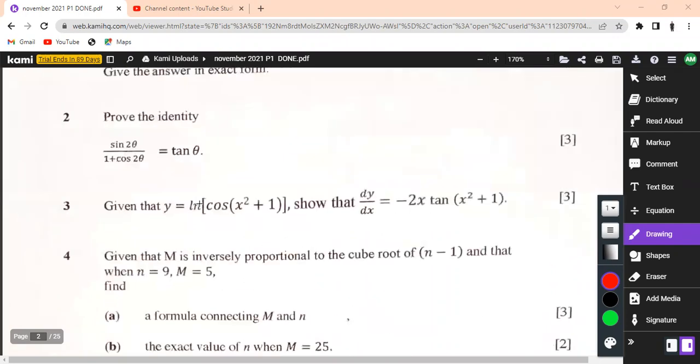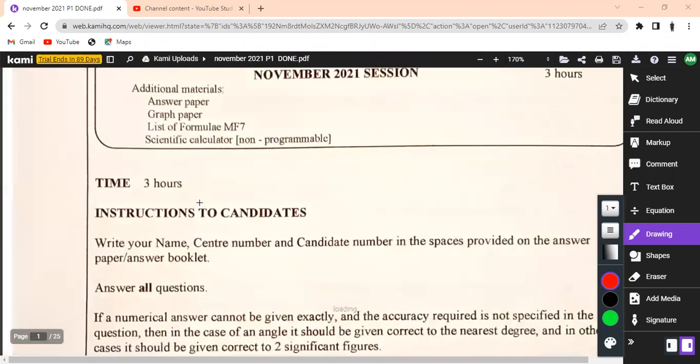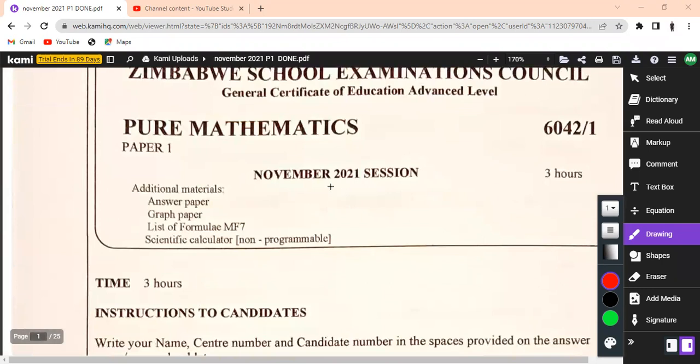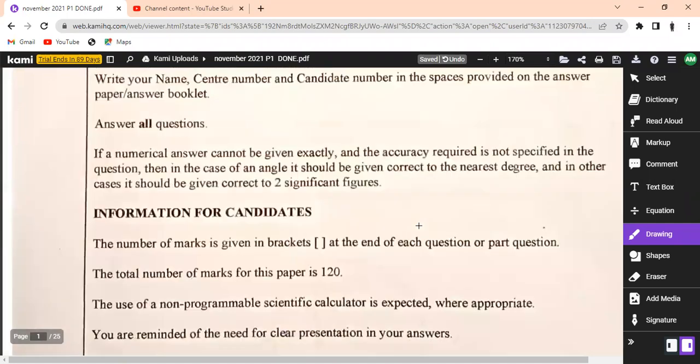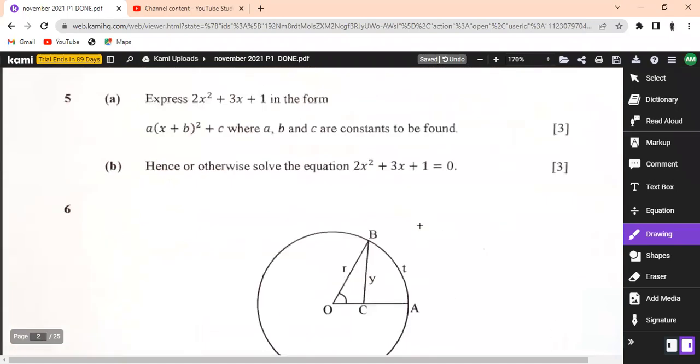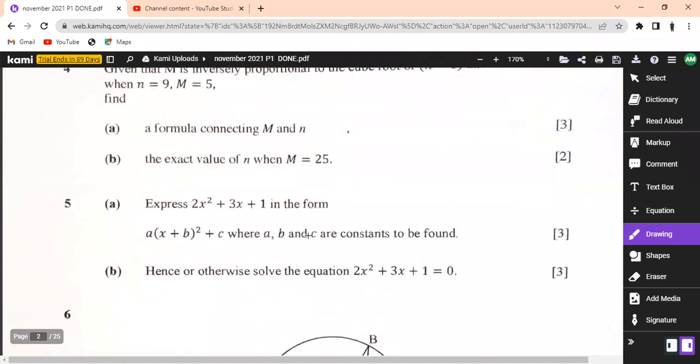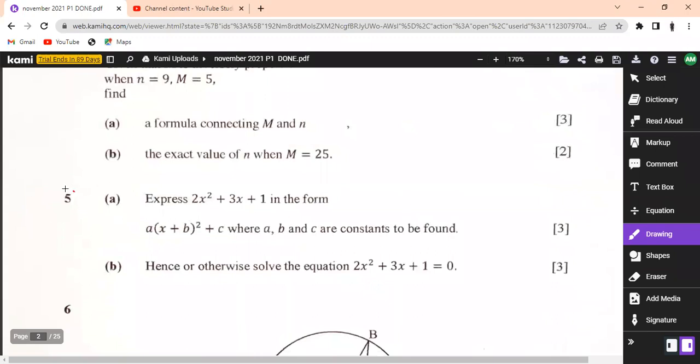Still working on the question paper that we had for A-level maths, which was the November 2021 session, which is paper 1, pure mathematics. This is Zimsec. So we have worked up to question 5, if I'm not mistaken. We're supposed to start from this part. So that is what we had, guys.